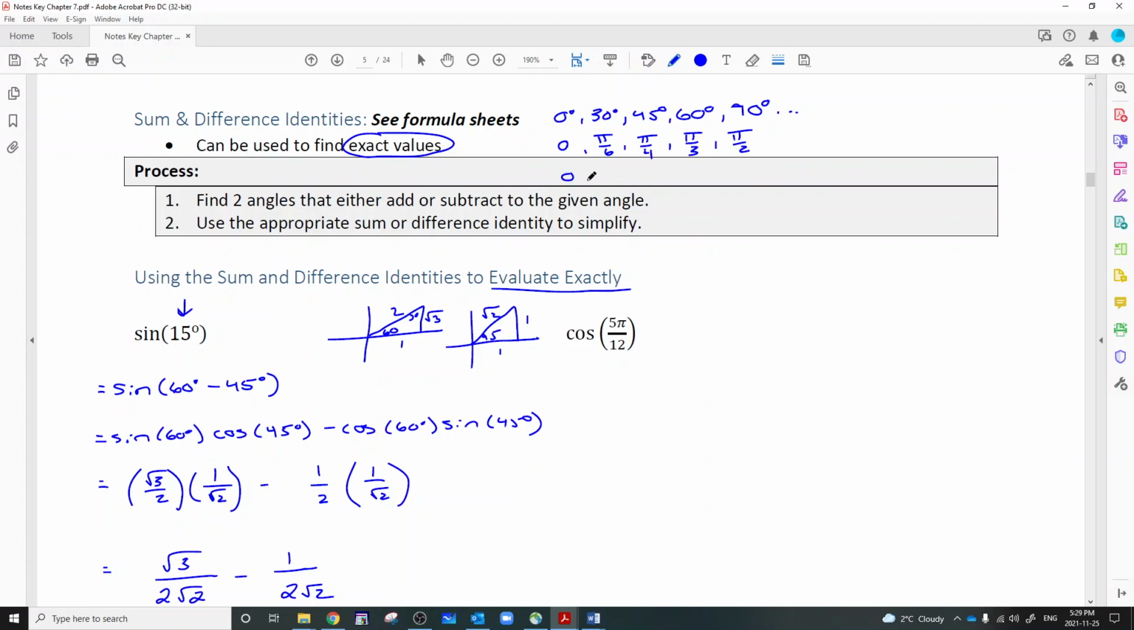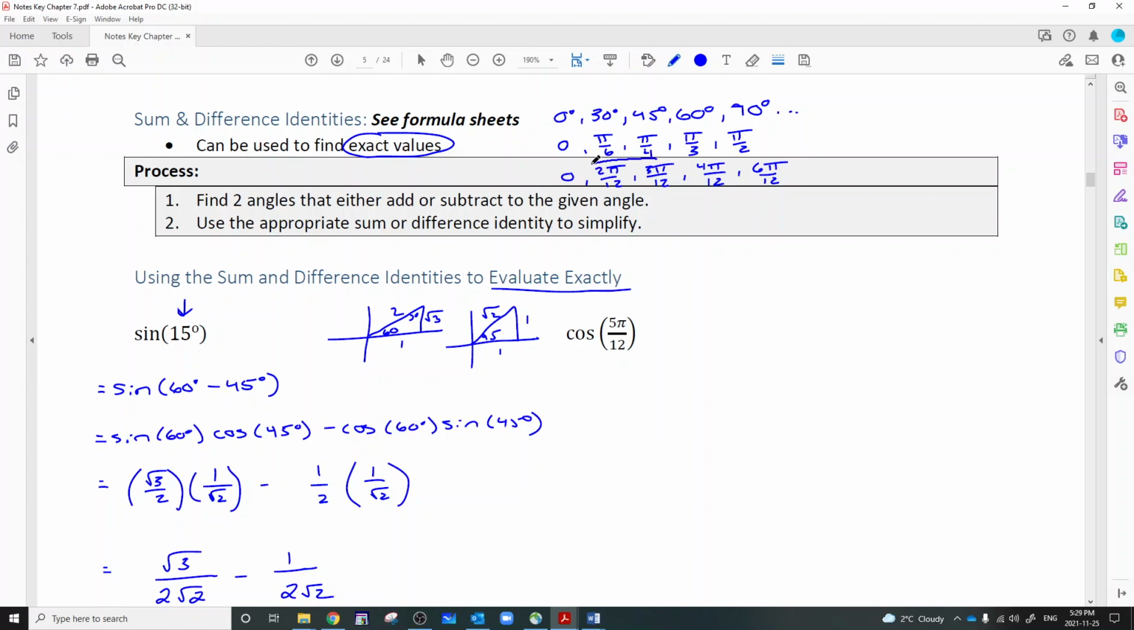So this would be 0. This would be 2 pi by 12. This one would be 3 pi by 12. 4 pi... why do my 4s always turn into 9s? 4 pi by 12. And then lastly, 6 pi by 12. Okay, so what combination could I use to get 5 pi by 12?